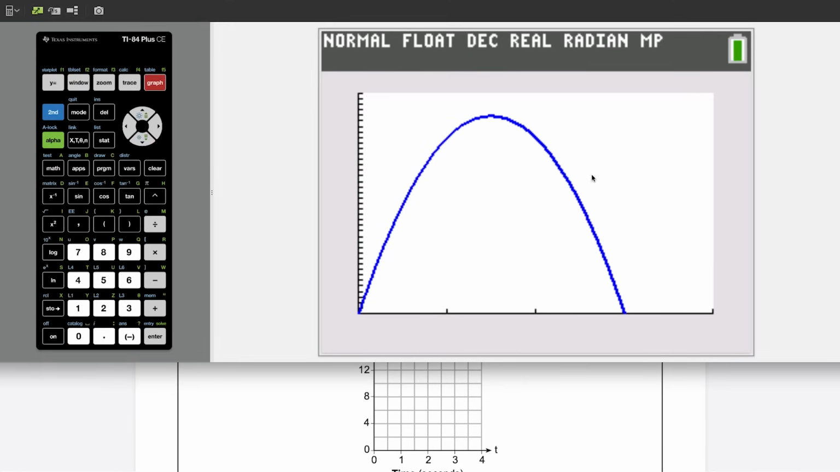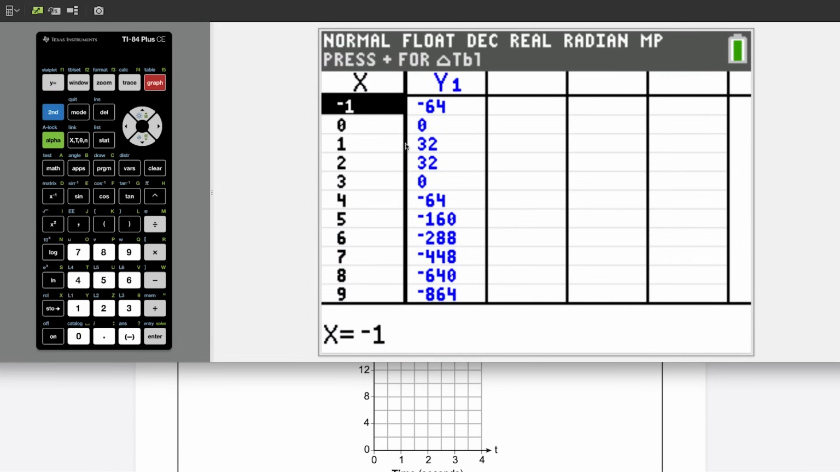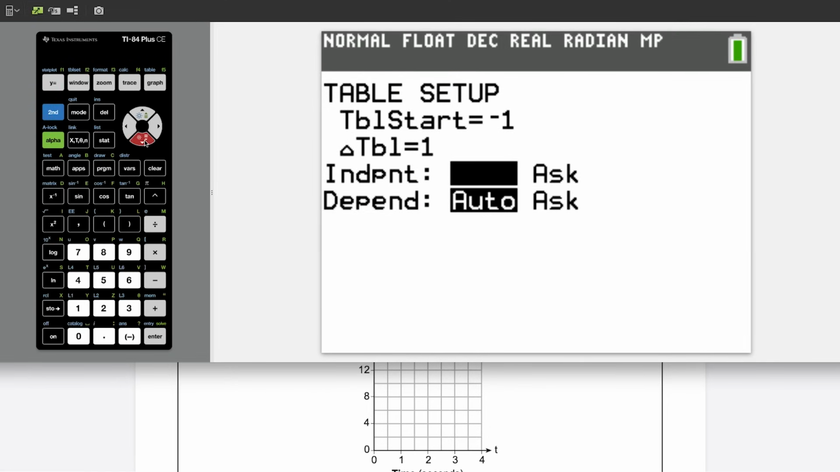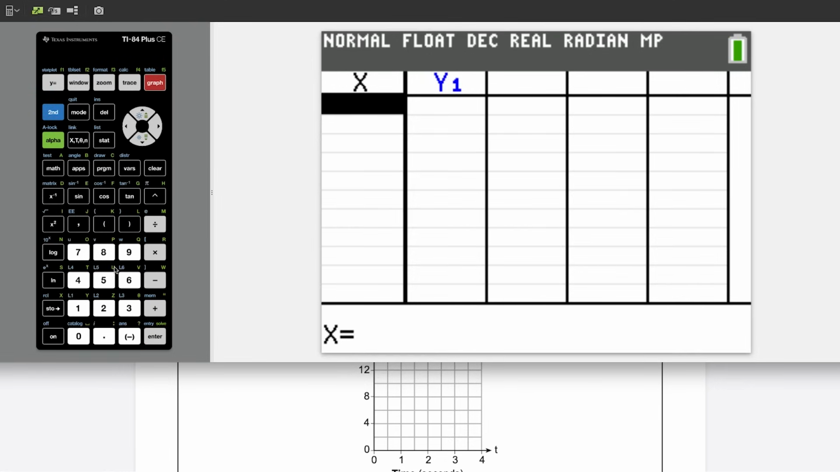Now, if we really want to be precise when we graph this, we need a table. So we press second graph to go to the table. And notice these values here. But notice that we have at t equals 1 and t equals 2 that we're at y equals 32. But we can't see what's going on between 1 and 2. So what you want to do is press second window and switch the independent from auto to ask. Now, what this allows you to do is it allows you to make a custom table.